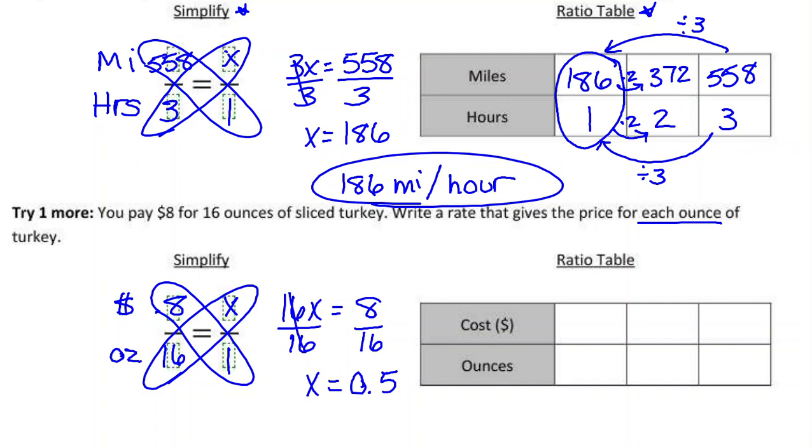You can also, remember, do that simplification method. You can divide by 16. Just do 8 divided by 16 as a fraction. And you still get the same answer, which is 0.5.